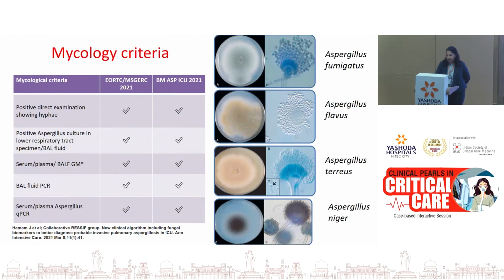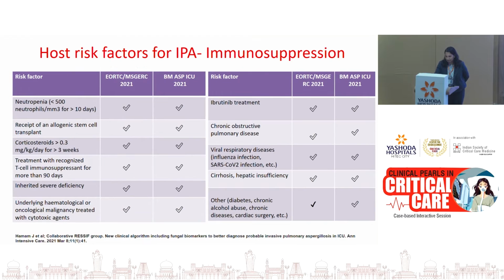So these are the various risk factors for telling whether the patient is immunosuppressed or not. The host factors include neutropenia, transplant recipients, and usage of corticosteroids. We always keep saying high dose corticosteroids, and we need to know what that actually is. It is when the patient is administered more than 0.3 milligram per kg per day for 3 weeks. And there are other conditions like usage of T cell immunosuppressants and severe inherited immunodeficiency. All these conditions amount to immunosuppression.